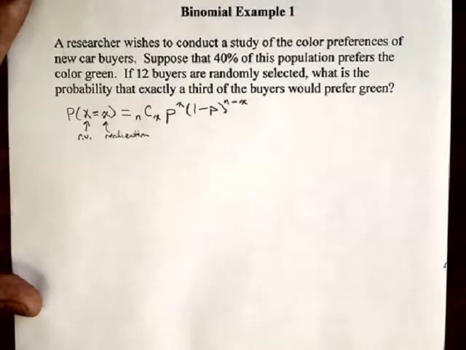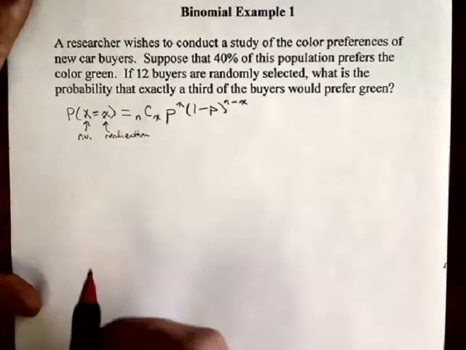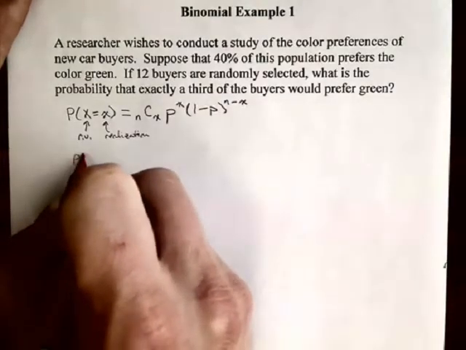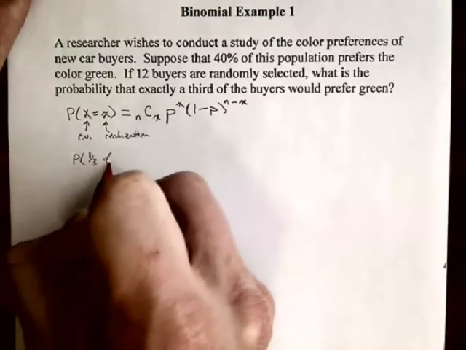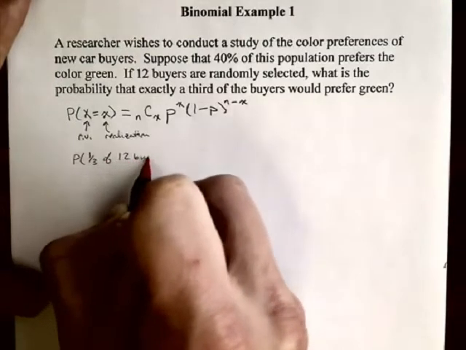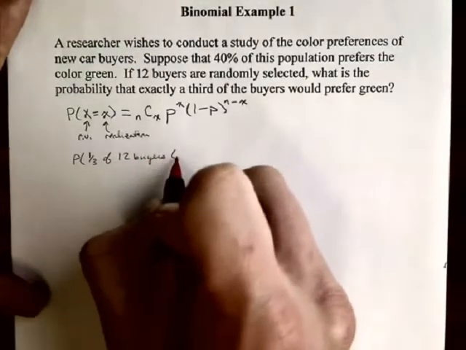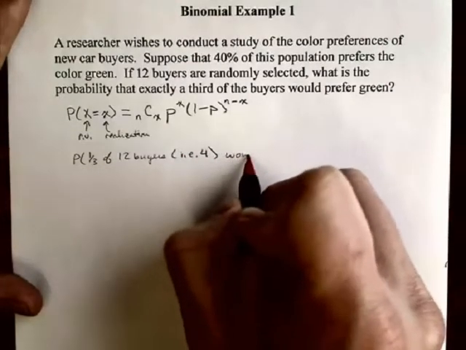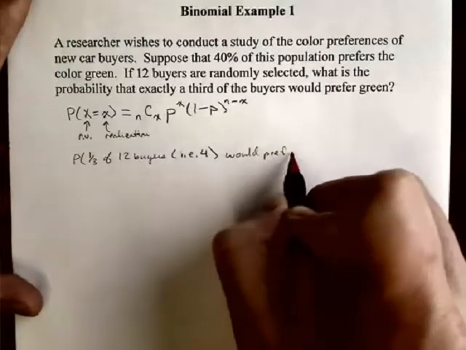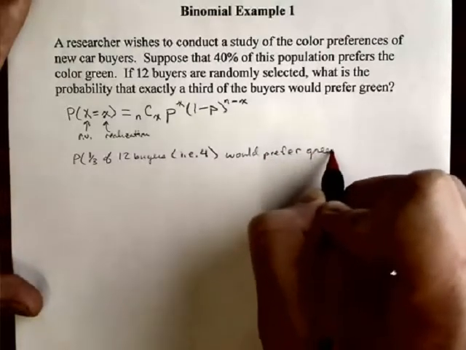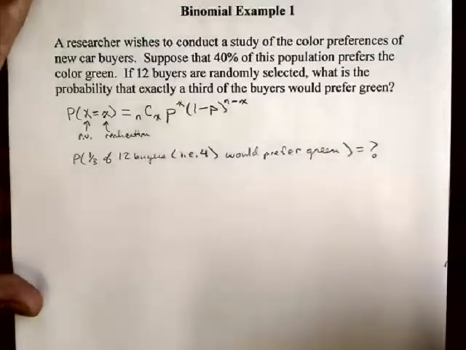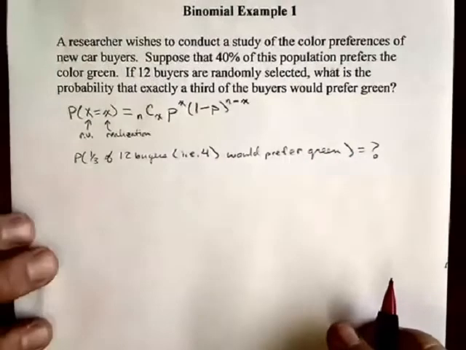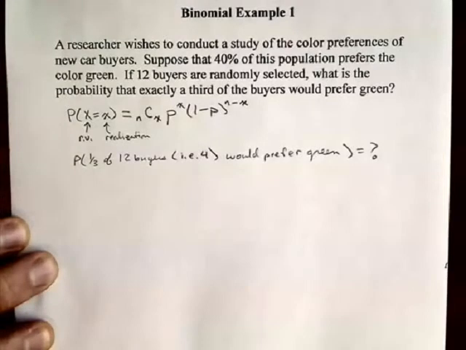Okay, so what we've got here, we're after this probability. The probability that 1/3 of the 12 buyers, i.e. 4 of them, would prefer green. That is the probability that we want. Well, you probably could use some ideas from chapter 6 to tackle this problem, but we want to use this binomial random variable technique to get to it.